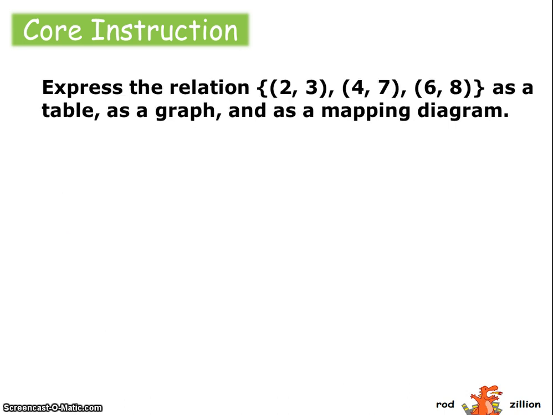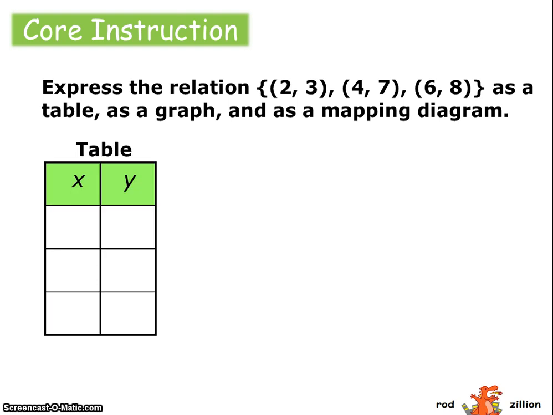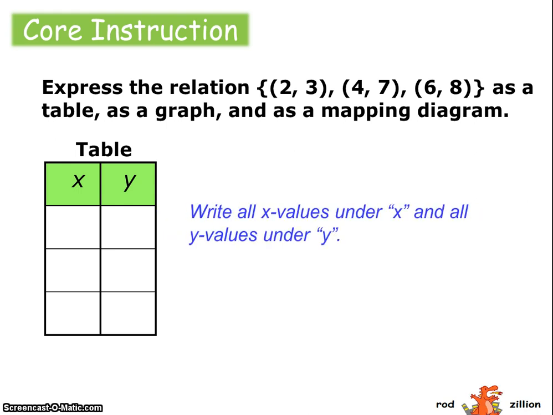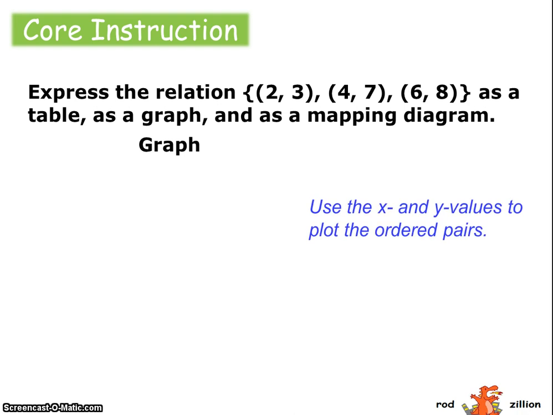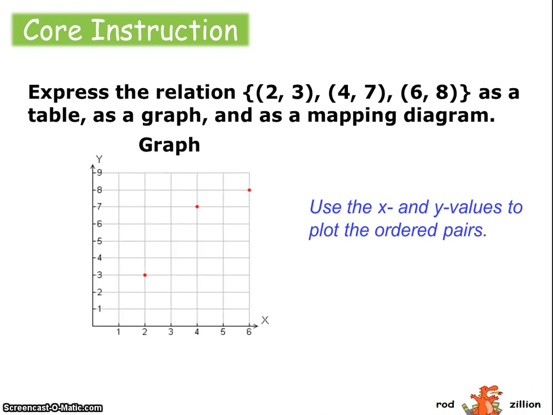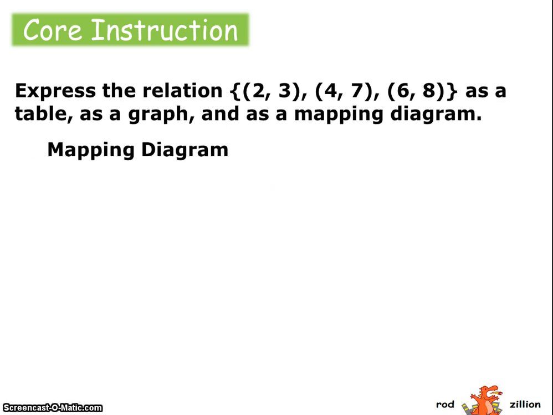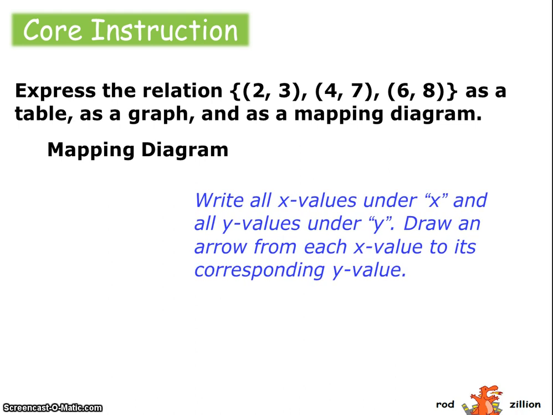So we're going to express the relation given as a table, a graph, and a mapping diagram. In a table form, we're simply going to collect all the x values under the x and all the y values under the y, like this. On a graph, we can simply graph these points using x and y values to plot the ordered pairs. And a mapping diagram looks something like this. We're going to write all the x values under x and all the y's under y, and we're simply going to draw arrows from each x value to its corresponding y value.